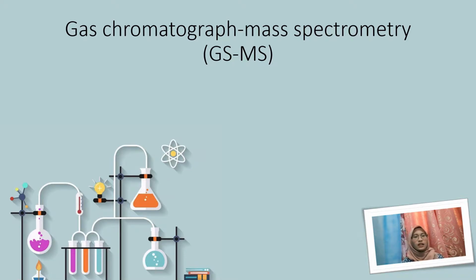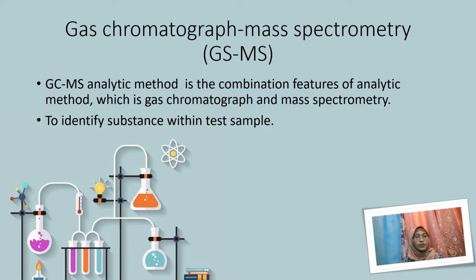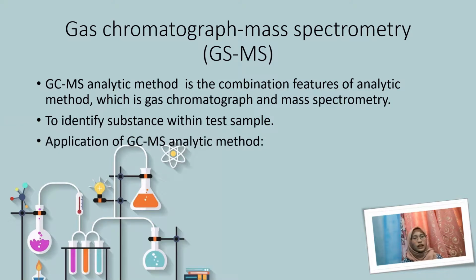This method is actually a combination of two analytic methods, which are gas chromatograph and mass spectrometric. Generally, this method or instrument is used to identify substances within a test sample such as a drug and essential oil. And this method is also very useful to many departments, especially for security and criminal forensic.